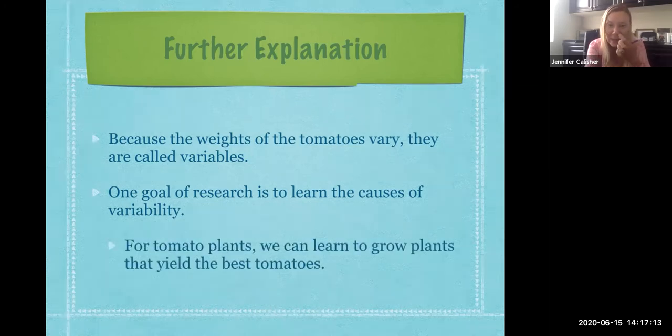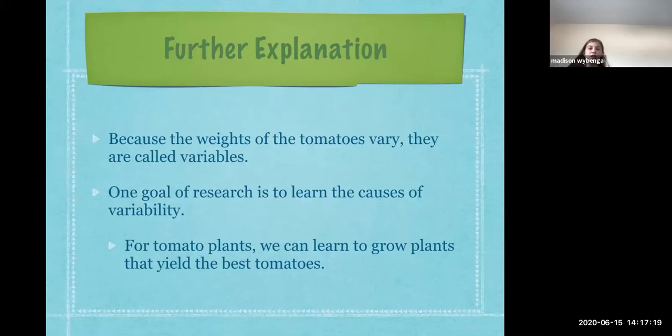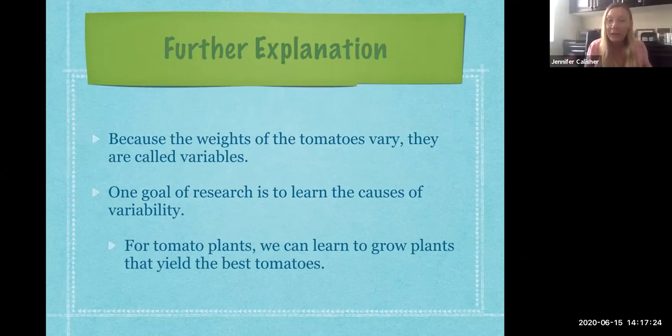Okay, and Madison, what's the next bullet point say? For tomato plants, we can learn to grow plants that yield the best tomatoes. Exactly. Now, are we always going to be guaranteed, once we figure out some of the different ways to get the better tomatoes, that we'll get the best tomatoes? No, right? But it increases our likelihood if we can figure that out.